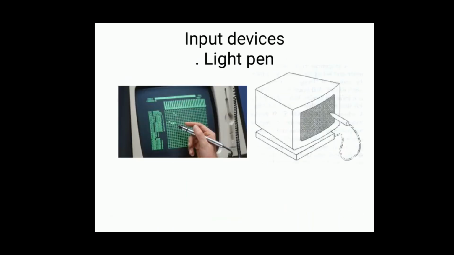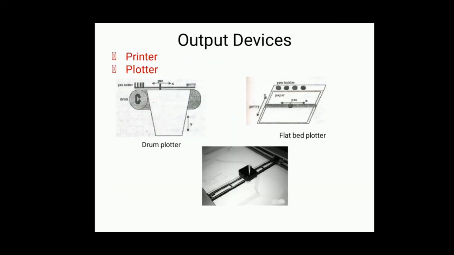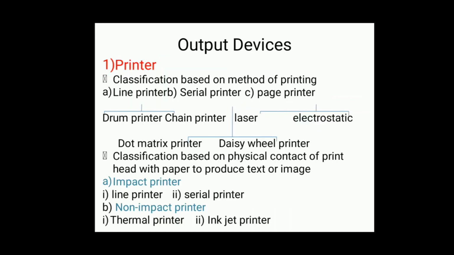We will see the next point, the output devices. In that, you can see there are some types of output devices. First the printer: printers, plotters and monitors. So these are the output devices.